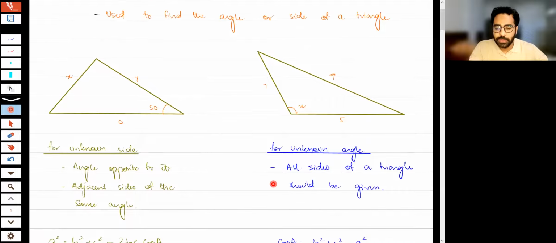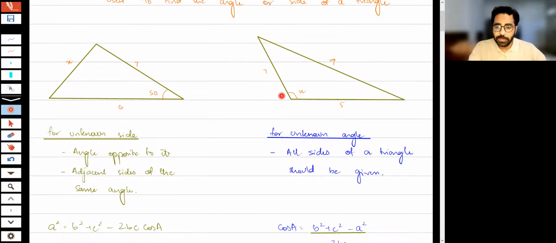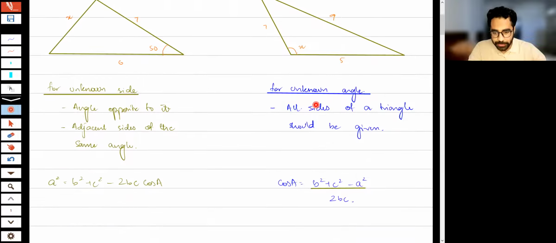ठीक है, now let's talk about the unknown angle. जब unknown angle हो तो cos rule कैसे apply करते हैं? If I have an unknown angle, let's suppose x over here, and if I have to apply the cos rule, apply करने के लिए I should know all the sides of the triangle. यानी अगर मुझे सारी sides triangle की पता है, only then I'll be able to apply the cos rule. Otherwise, I won't be able to apply the cos rule to find the angle. ठीक है भाई, तो एंगल निकालने के लिए फॉर्मूला क्या होता है? cos A equals b square plus c square minus a square over 2bc.